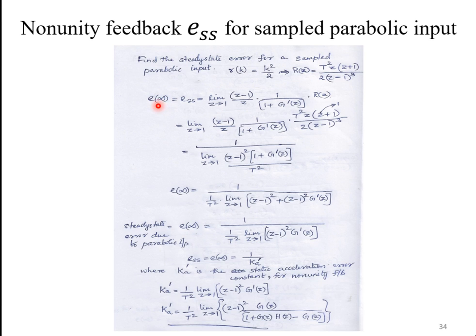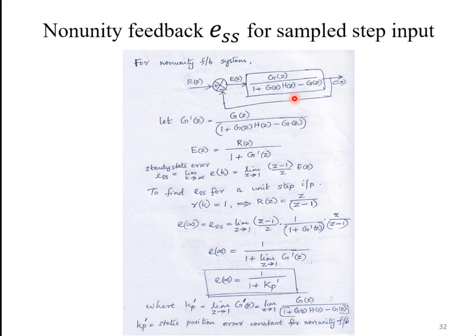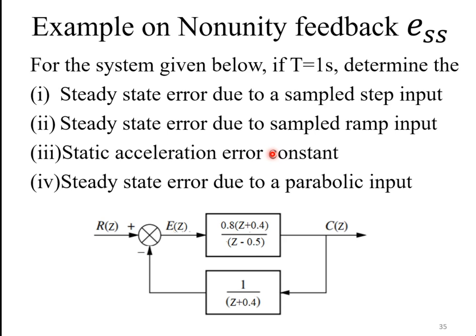So E infinity, that is the steady state error, E of k as k tends to infinity, is a finite value of the error, that is the steady state error. That is equal to limit z tends to 1, by the final value theorem, (z minus 1) by z into capital E(z). That capital E(z) is what we have already done here, which is why it is not written again. Here E(z) is already written as R(z) by 1 plus G'(z), where only R(z) is changing here.